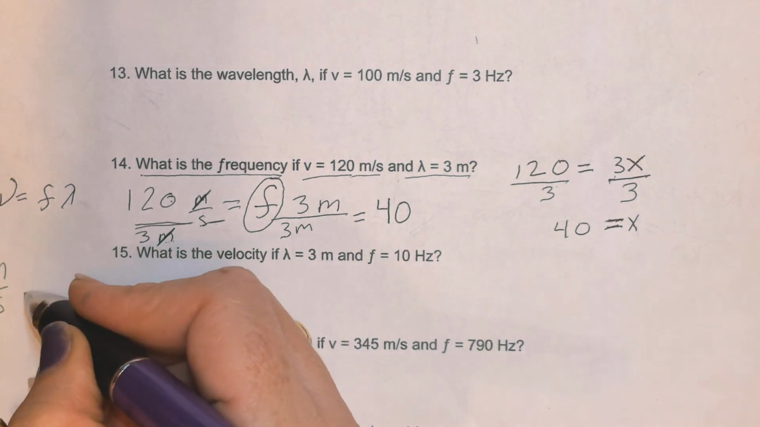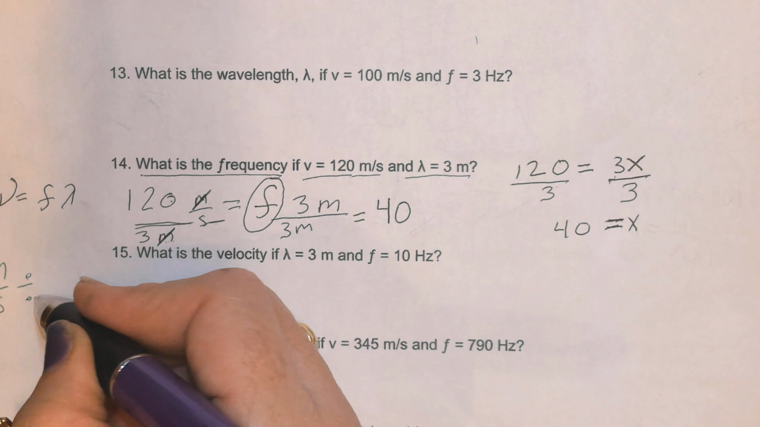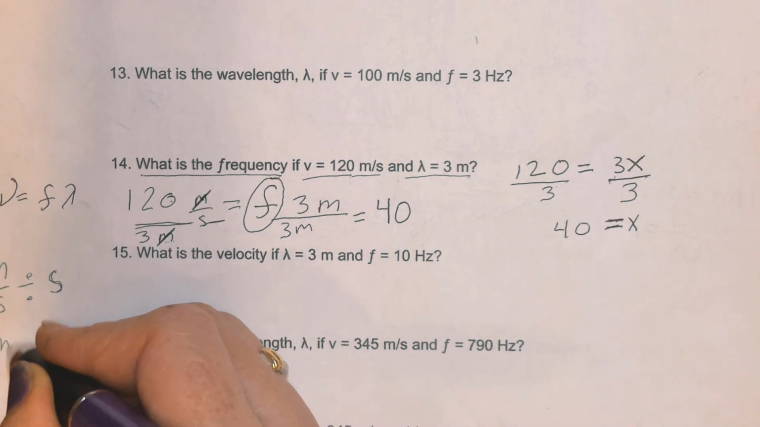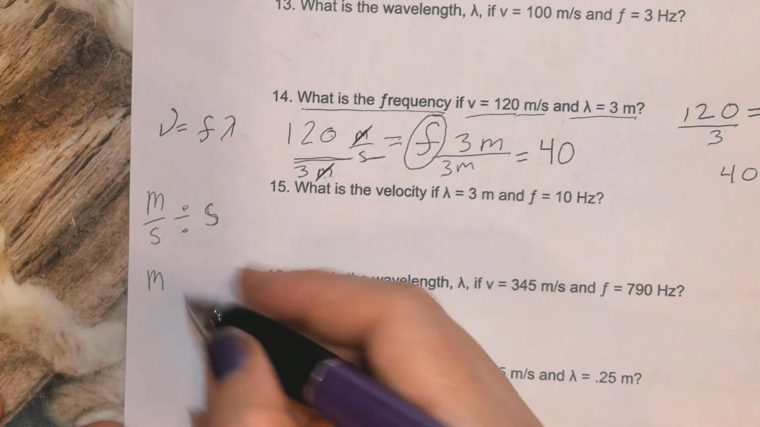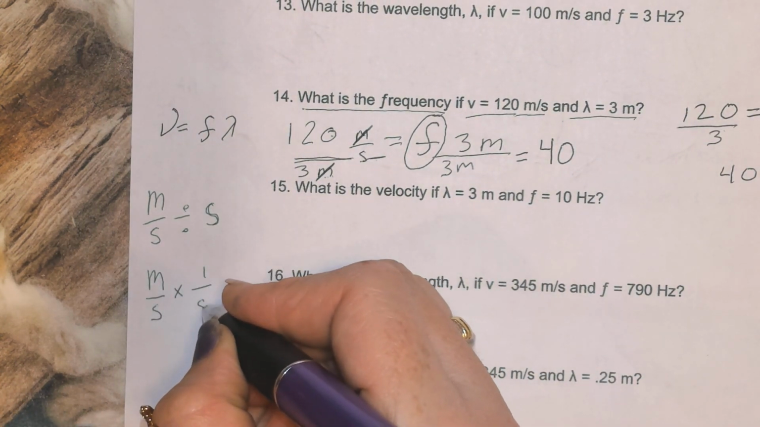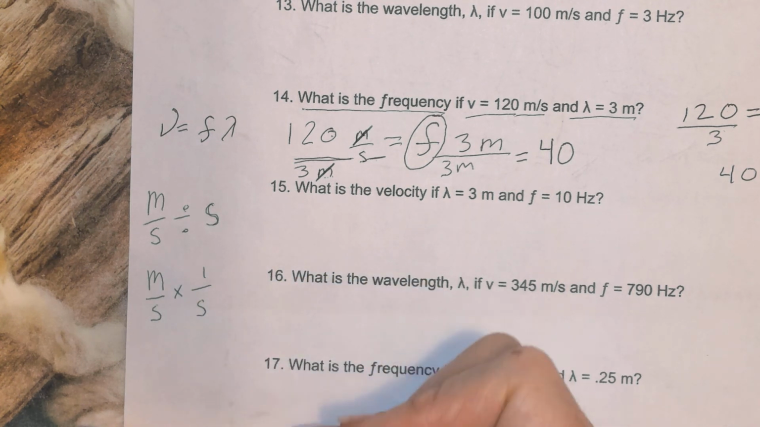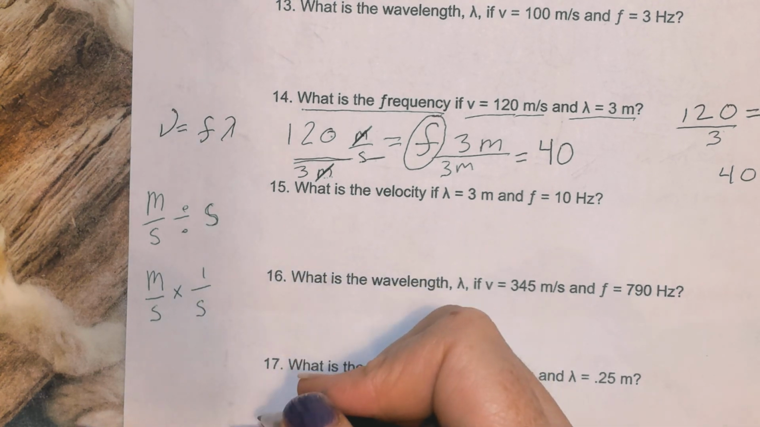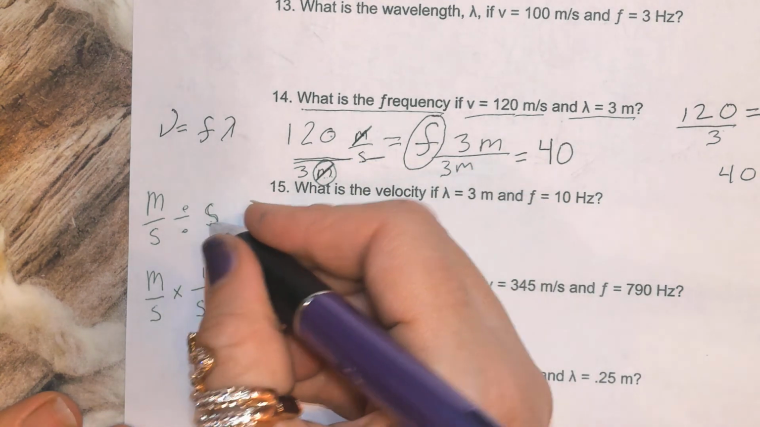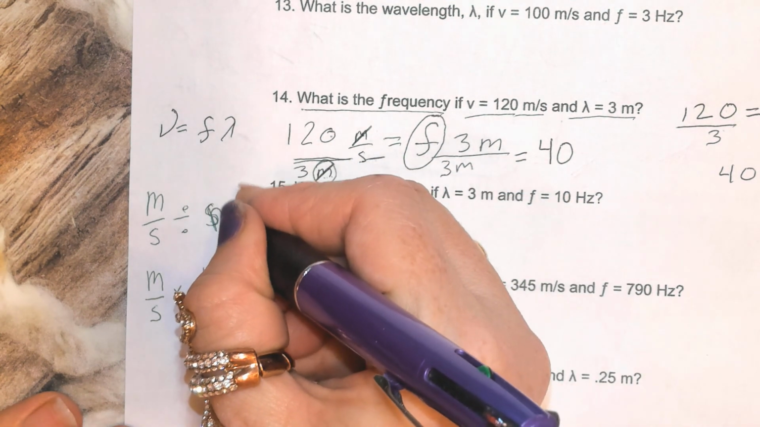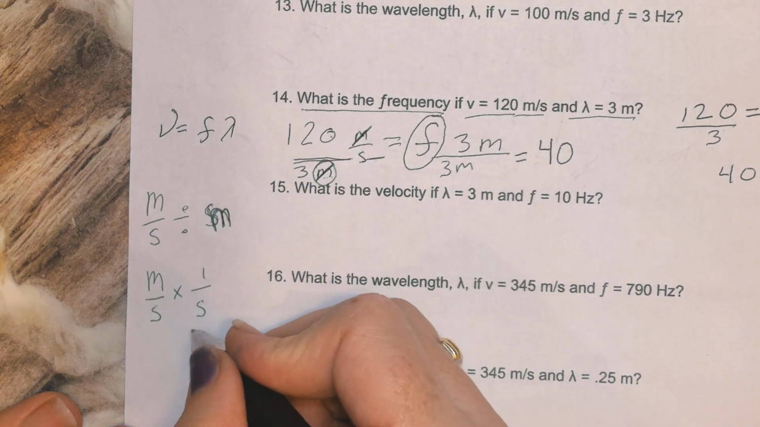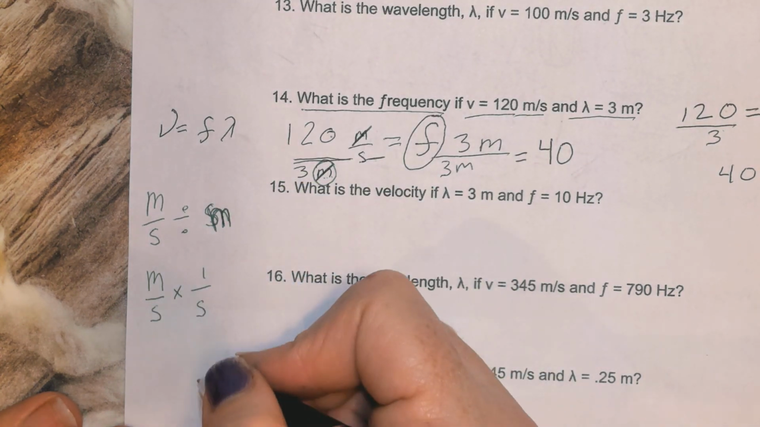Meters per second divided by seconds. And then you do keep, change, flip. Sorry, there you go. Meters per second times 1 over... Oh my goodness, I made a mistake. This is meters, and I wrote seconds. I'm really sorry. I should get more sleep. I instantly knew that I made a mistake because these units didn't work out.